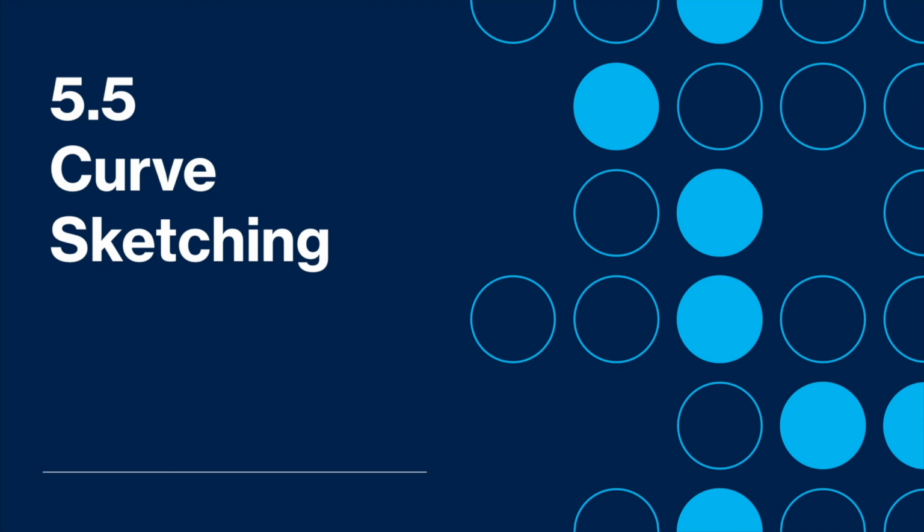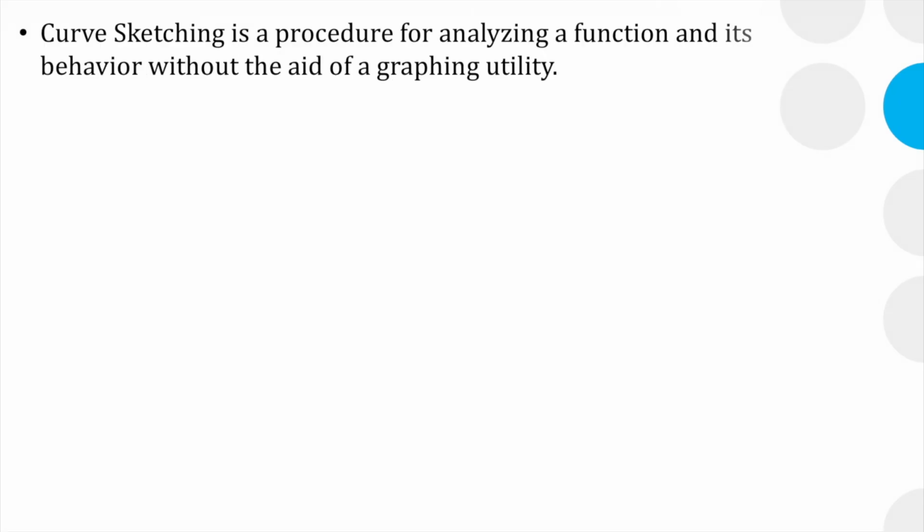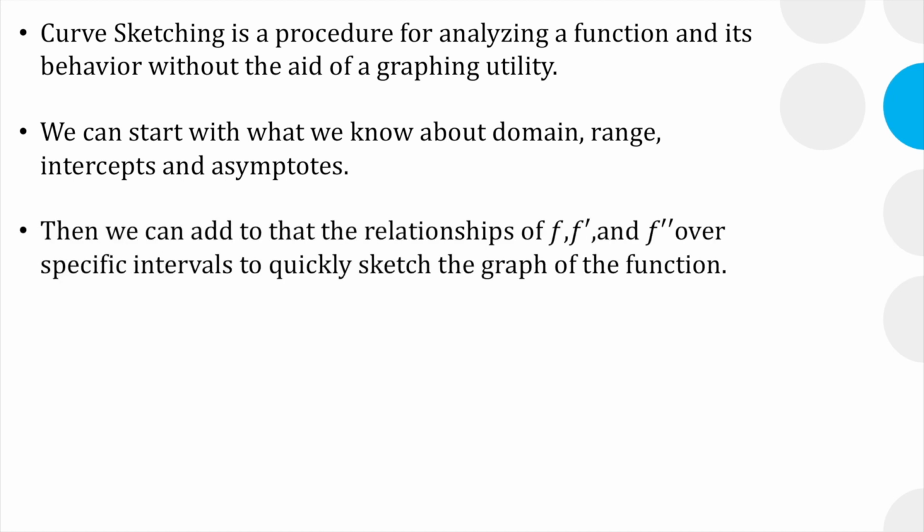Hello and welcome back. Today we're talking about curve sketching, which basically means we're bringing together what we know about f prime and f double prime to analyze graphs and equations. Curve sketching is a procedure for analyzing a function and its behavior without the aid of a graphing utility. We can start with what we know about domain, range, intercepts, and asymptotes, and then we can add to that the relationships of f prime and f double prime over specific intervals to quickly sketch the graph of the function.